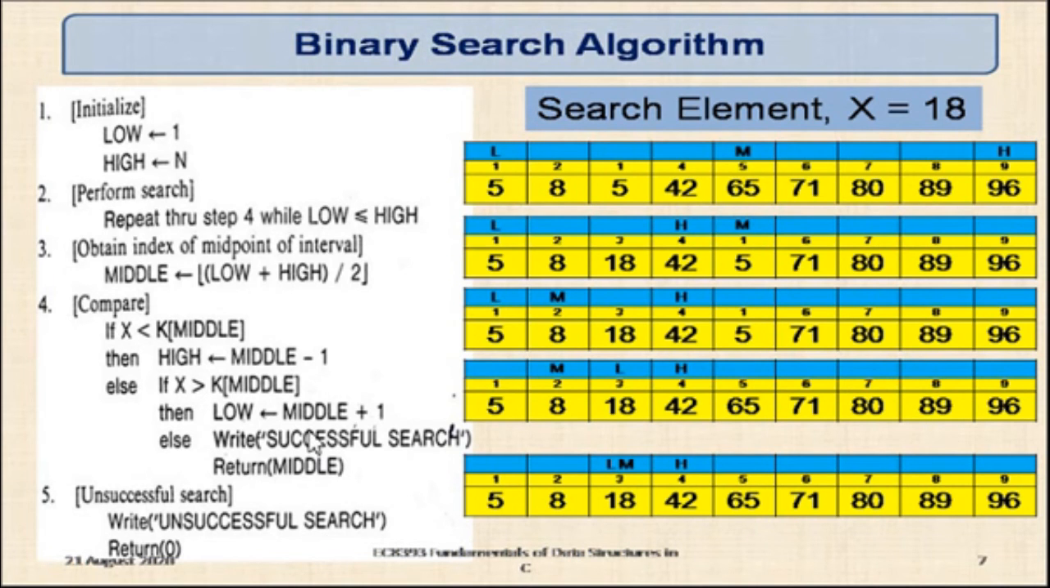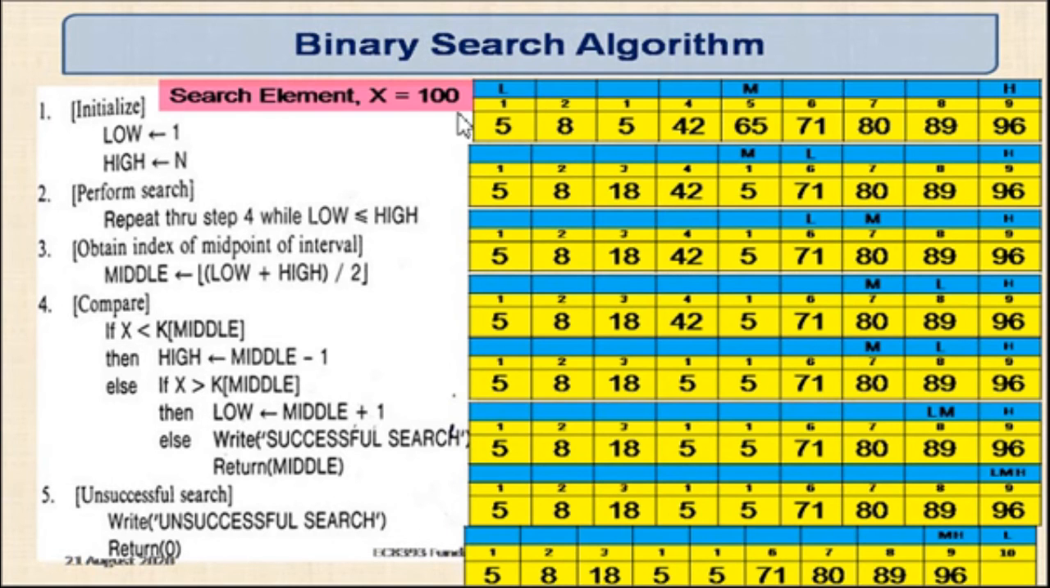Following. Right. Now let us take one more example in which the search item is not available in the list. So let us take x is equal to 100 and same algorithm you just go through. I have the same 9 elements which are sorted in ascending order as in the previous case. The search element is 100 instead of 18. Okay. Low is initialized with 1 and high is initialized with 9. Repeat through step 4, same thing.